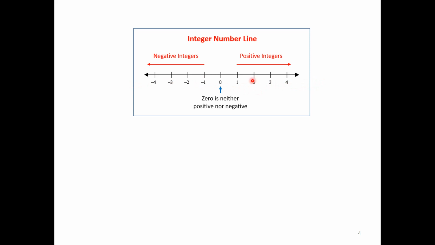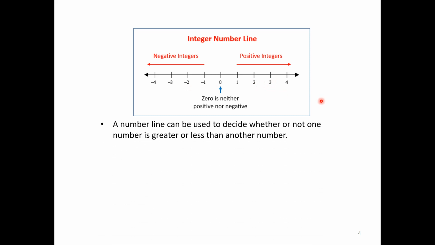But we still have in between some other numbers, real numbers. So we have, in fact, many real numbers between 0 and 1, between 1 and 2. So we have to include these numbers as well, because we are dealing with all real numbers. Okay. So a number line can be used to decide whether or not one number is greater or less than another number.